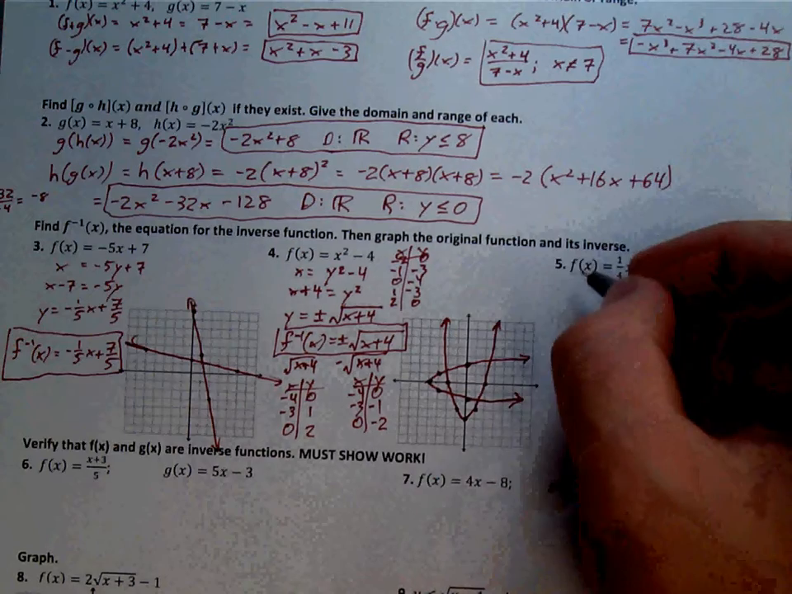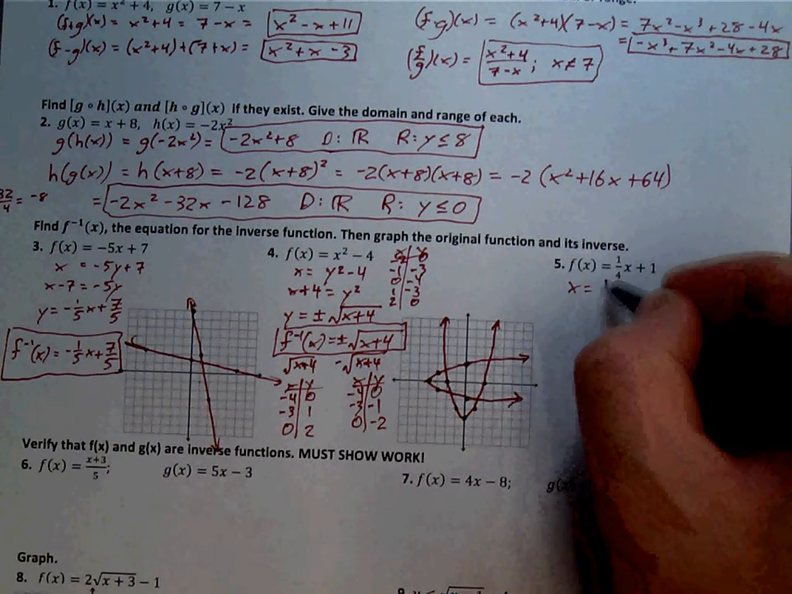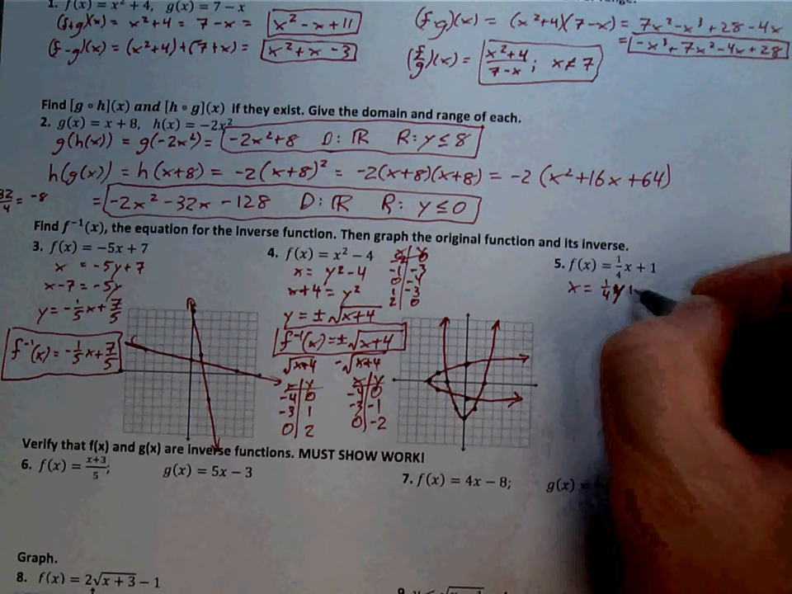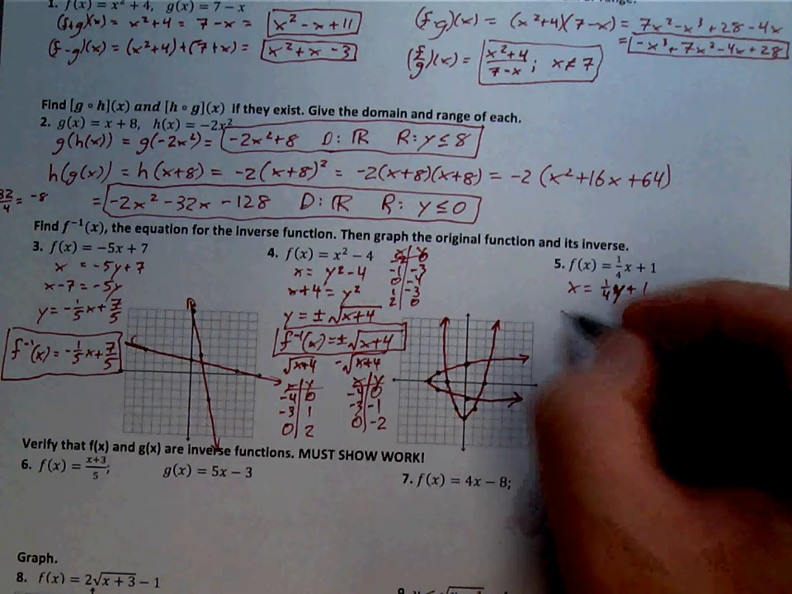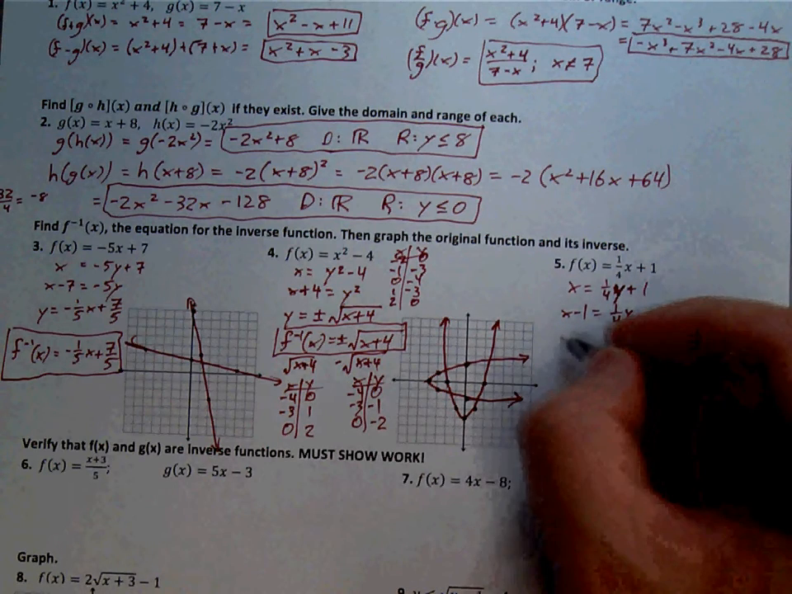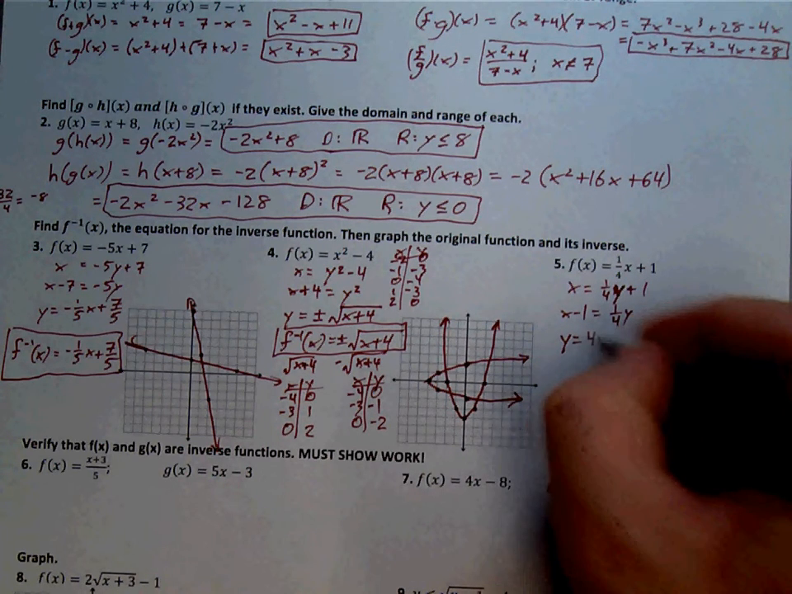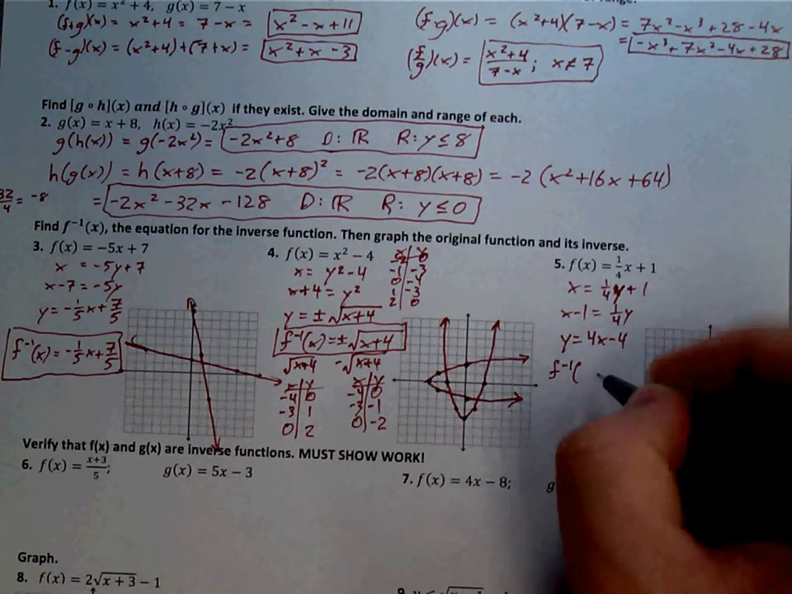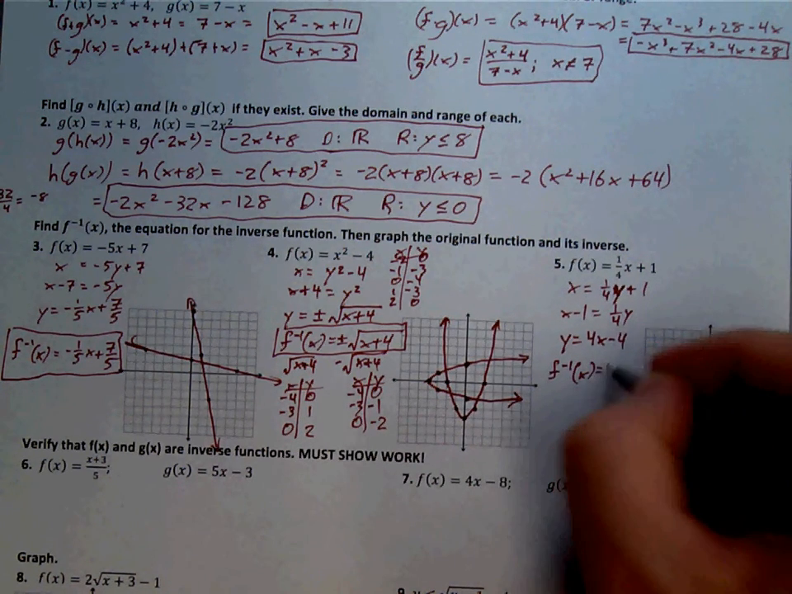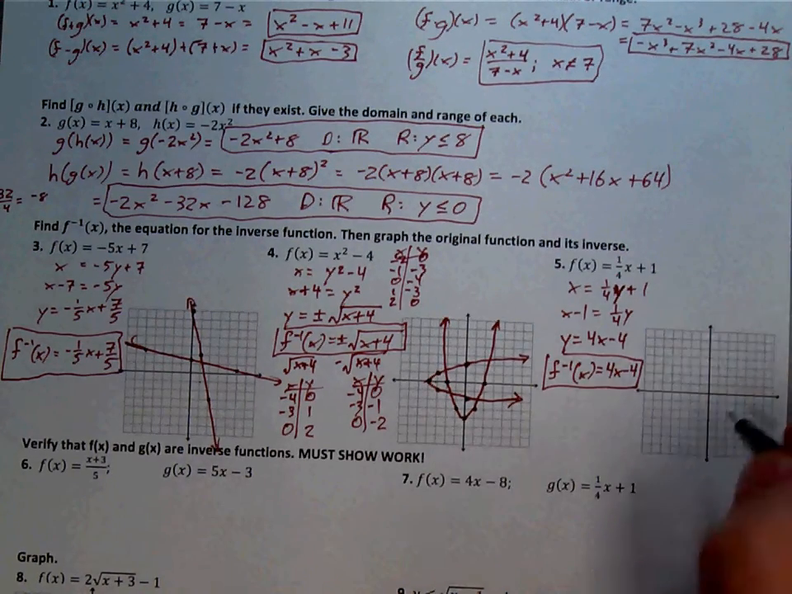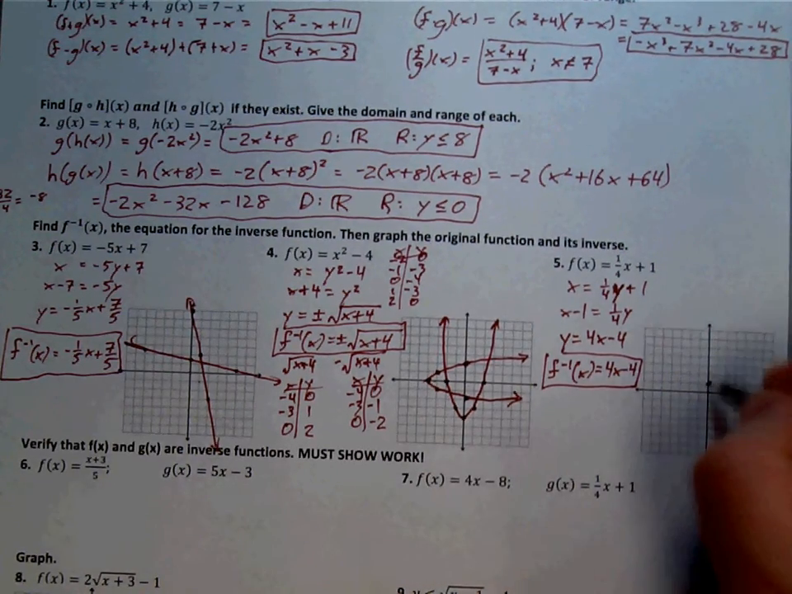Okay, and then next one, plus y plus 1, subtract the 1, multiply by 4, so 4x minus 4, put it back in function notation. The original.